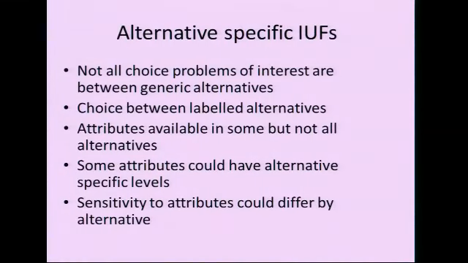But of course, alternative specific indirect utility functions might be relevant, and we can think of a number of reasons why not all choice problems that are of interest are generic. So I guess four examples of why we might not be interested in generic choice is because the alternatives could be labelled. And that itself could carry meaning.